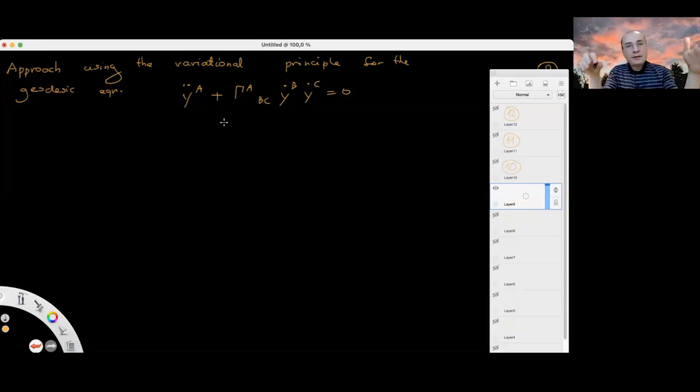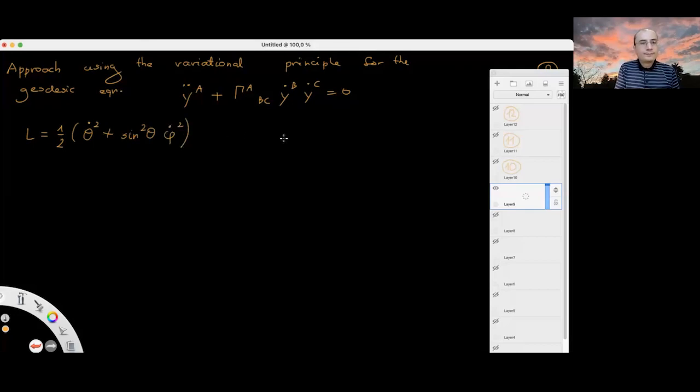Simply, if you give somebody the geodesic equations in a given space-time, you can read off all possible components of the Γs just from what we get. We will see it in a second. And we will obtain this form of the geodesic equation by deriving the Euler-Lagrange equations. So in case of the sphere, the Lagrangian is 1/2 θ dot squared plus sine squared θ φ dot squared. That's 1/2 the metric g_ab ẏ^a ẏ^b.